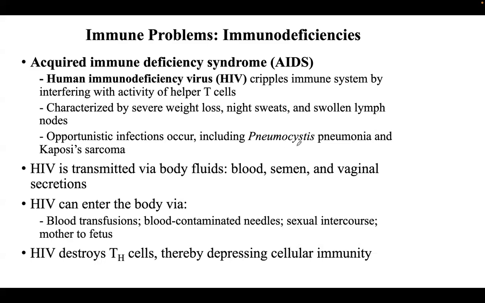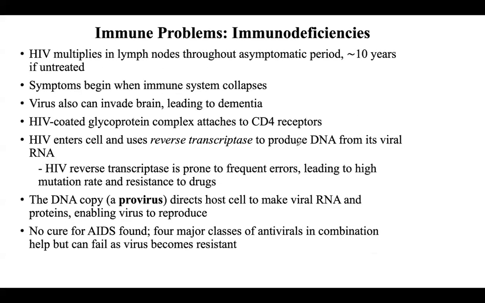Now, what it really does is it simply starts destroying the helper cells. And that's how our central cellular immunity is destroyed. If Th cells are destroyed, you can imagine the B cells also will be affected. And in that case, the whole immune system will start getting affected. So HIV multiplies in the lymph node like any virus. And this can be asymptomatic for 10, 11 years. The person will not even know. But if it's detected, then it should be treated immediately.